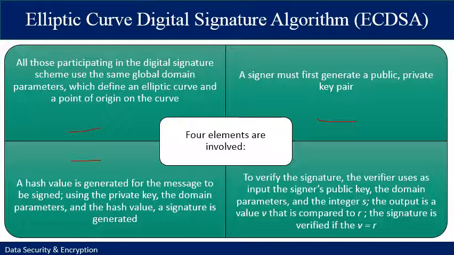Thirdly, a hash value is generated for the message to be signed. Using the private key, the domain parameters, and the hash value, a signature is generated. The signature consists of two integers R and S. Finally, to verify signatures, the verifier uses as inputs the signer's public key, the domain parameters, and the integer S. The output is a value V that is compared to R. The signature is verified if the value V is equal to the value R.